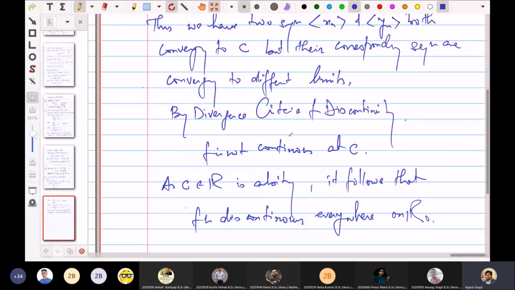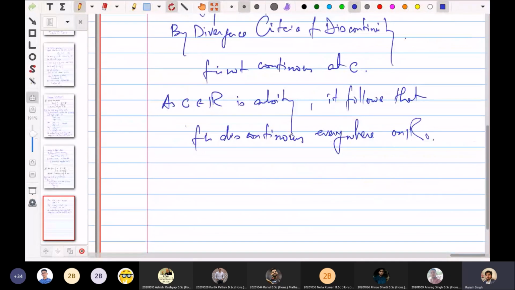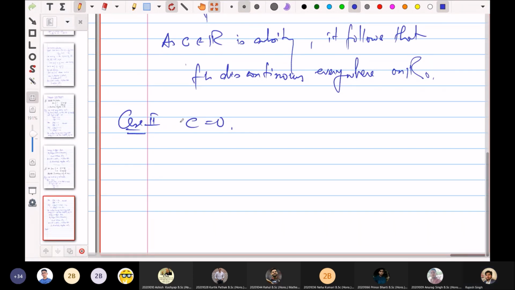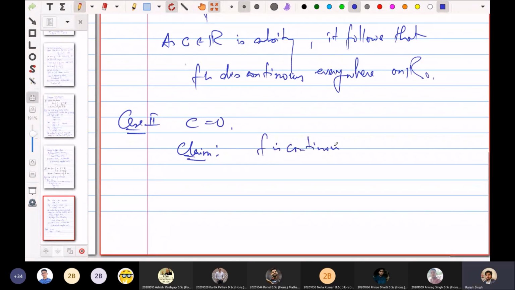Are converging to different limits. Now we will take case 2, when C is equal to 0. Here we have to show that f is continuous at 0. So what will you do here?